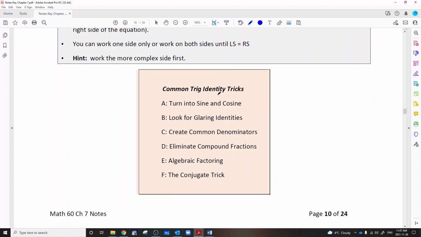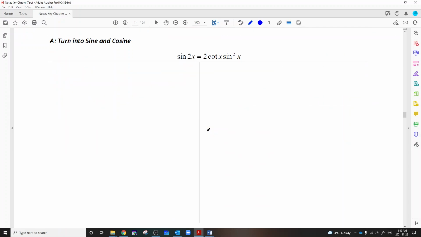So there's no real set way to prove a trig identity, but in my years of teaching, I've come across some common tricks that should help you. These are going to be similar to stuff that you did in 7.1 and even 7.2, but some of them might feel a little bit different. So the first trick is turning everything into sines and cosines.